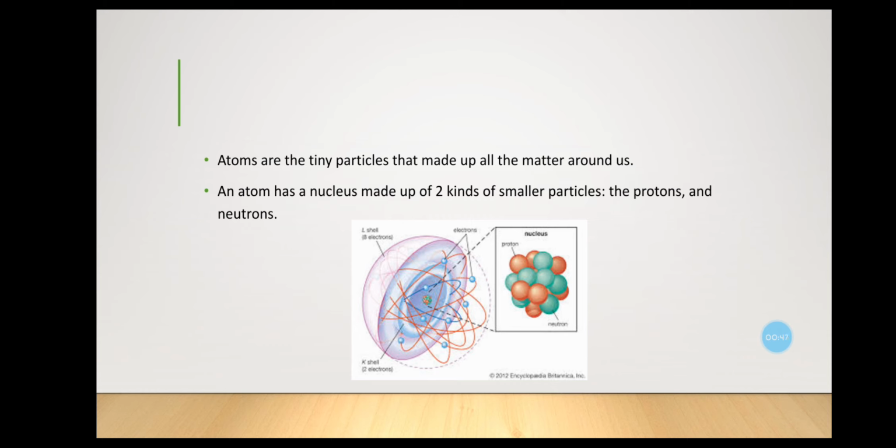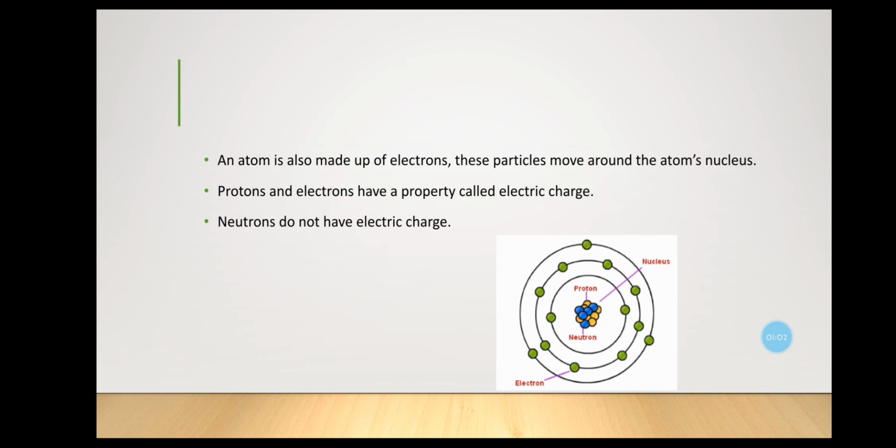Now, atoms, as you know, are the tiny particles that make up all matter around us. An atom has a nucleus, and inside the nucleus I have two smaller particles that are the protons and the neutrons. The atom also is made up of electrons, but these particles move around the atom's nucleus. The protons and the electrons have a property called electric charge. Neutrons do not have an electric charge. So now we know that the electric charge comes from the protons and the electrons.